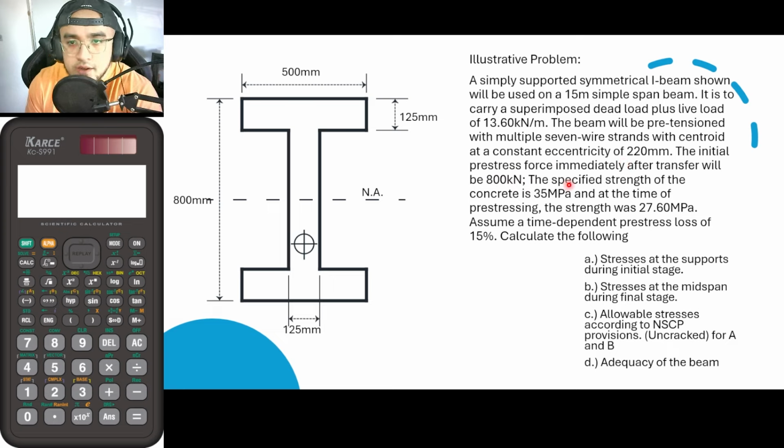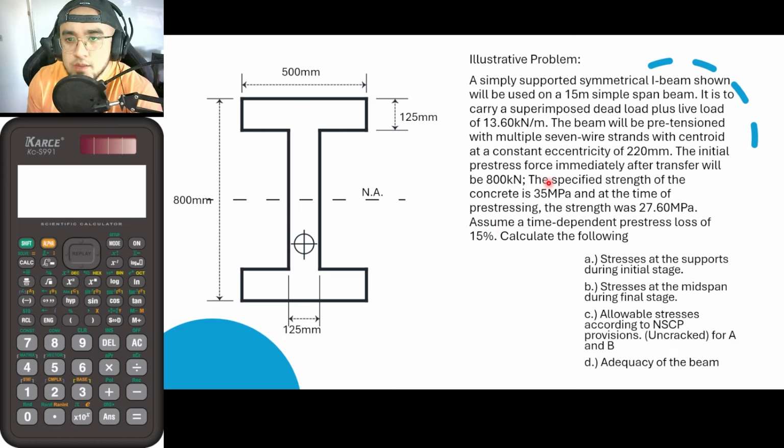Okay, so the specified strength of the concrete is 35 megapascal. So according to the design, it would be 35 megapascal. But at the time of pre-stressing, the strength was 27.6. So if you're wondering why it is different, again, this is the initial and this is the final. So maybe during the intermediate stage, it has cured and has increased its strength to 35 megapascal. We will also assume a time-dependent pre-stress loss of 15%.